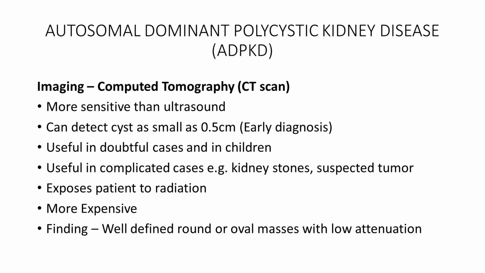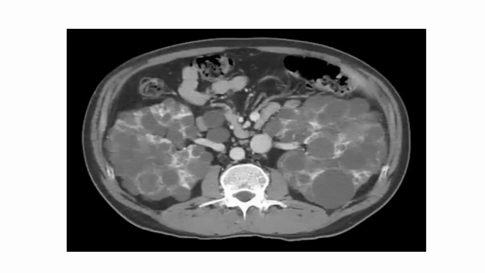It is more expensive. And on CT, you will find well-defined round and oval masses with low attenuation. Now, this is a CT scan showing multiple cysts with clear fluid in it.